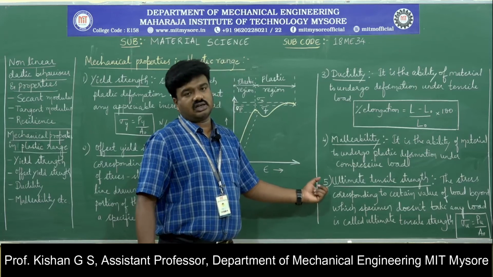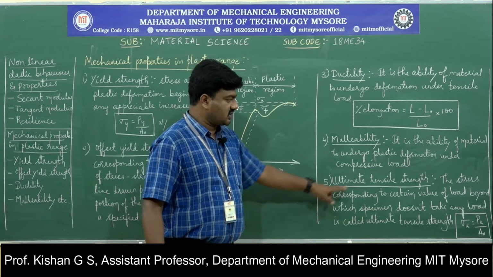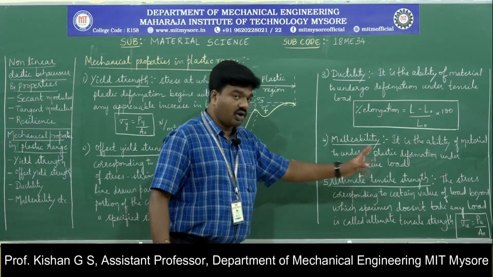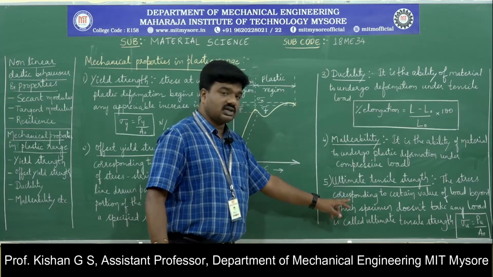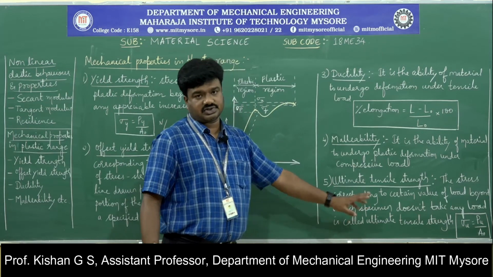Moving on with the next parameter, it is ultimate tensile strength. How do you define the ultimate tensile strength? So it is defined as the stress corresponding to a certain value of load beyond which the specimen doesn't take any load, called the ultimate tensile strength.